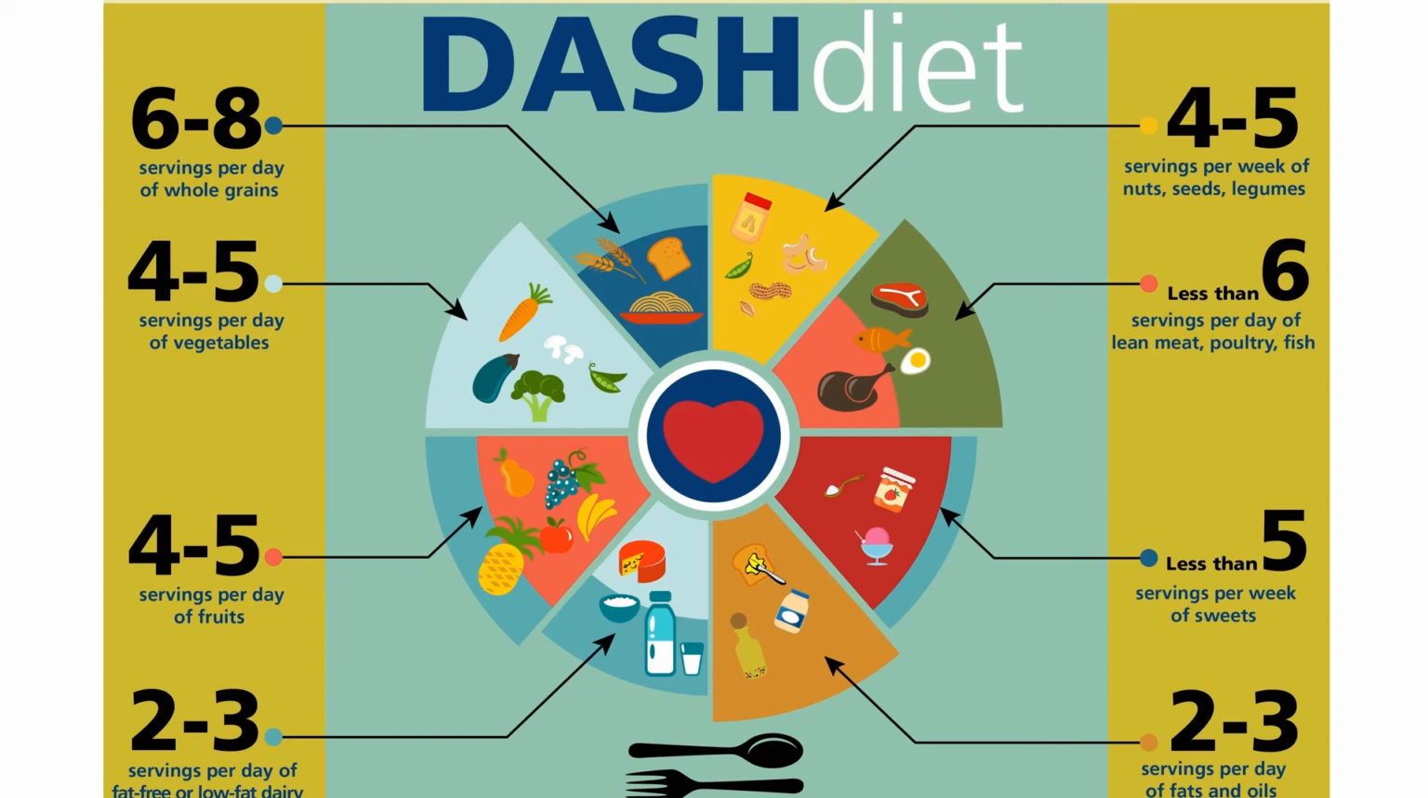And so the DASH diet focuses on having more fruits, more vegetables, and more whole grains. If you look at 6 to 8 servings of whole grains, 4 to 5 servings of vegetables, and 4 to 5 servings of fruit per day. And then you see an emphasis on fat-free or low-fat dairy options, a larger emphasis on legumes, seeds, and nuts, and less so than your lean meats and your poultry, and certainly less fats and oils and sweets.